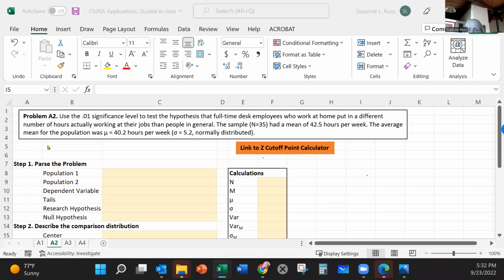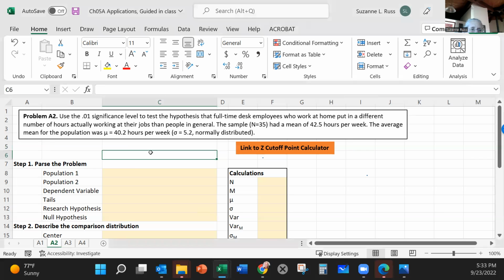This is an example of problems that are like problem B2 in your work. Use the 0.01 significance level to test the hypothesis that full-time desk employees who work at home put in a different number of hours actually working at their jobs than people in general. The sample, n equals 35, had a mean of 42.5 hours per week. The average mean for the population was mu equals 40.2 hours per week. Standard deviation 5.2, normally distributed.